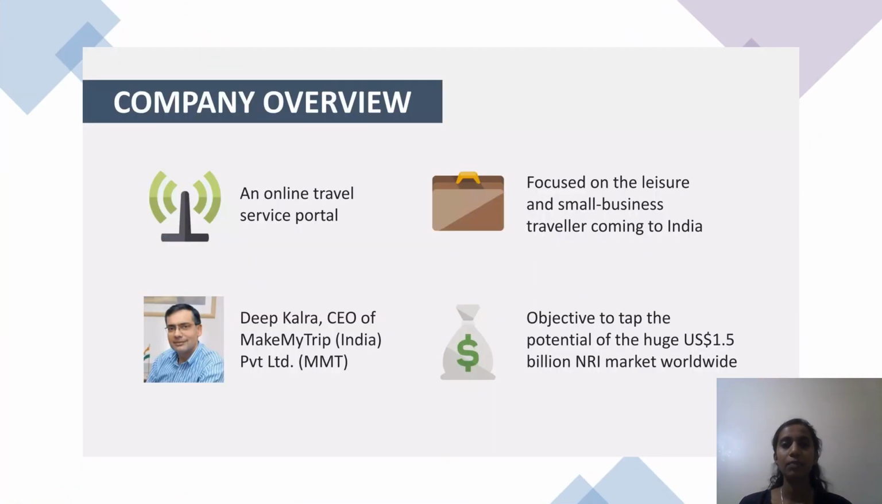Next, coming to the company overview, that is MakeMyTrip company's overview. It is an online travel service portal focused on the leisure and small business traveler coming to India. The founder and CEO of MakeMyTrip is Deep Kalra, and the objective is to tap the potential of the huge US dollars 1.5 billion NRI market worldwide.